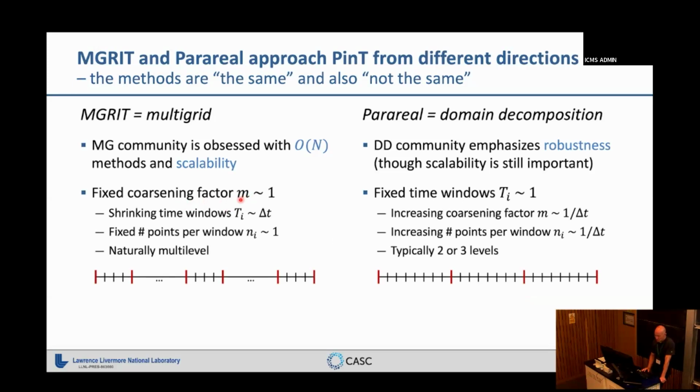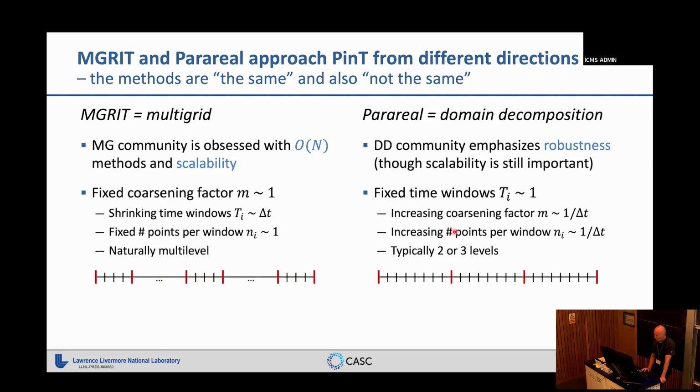And so what does that mean? I've sort of drawn pictures down here. It means that our time windows on T sub I have a fixed number of points in them. And so if you think about scaling things up and letting dt go to 0, then these things are shrinking. They're getting smaller and smaller. You're getting lots more and more of them.